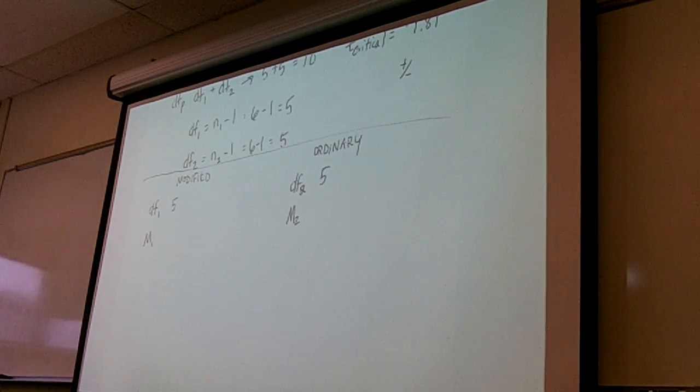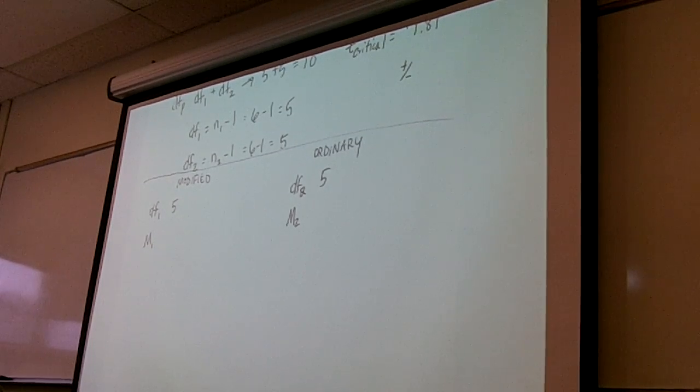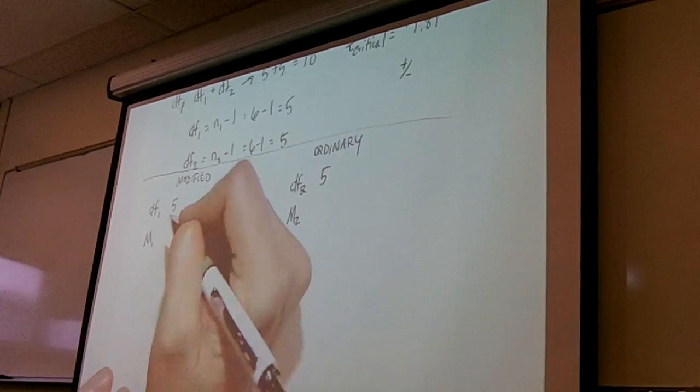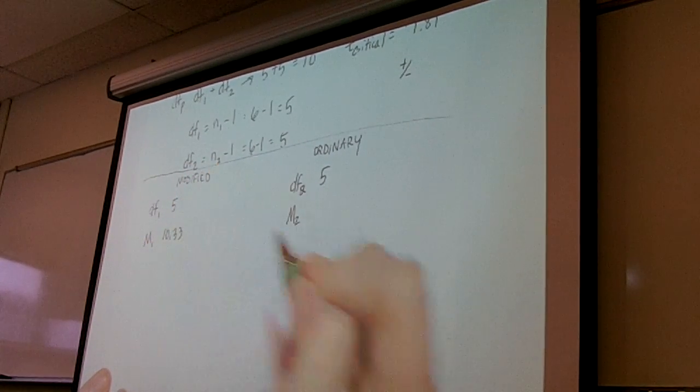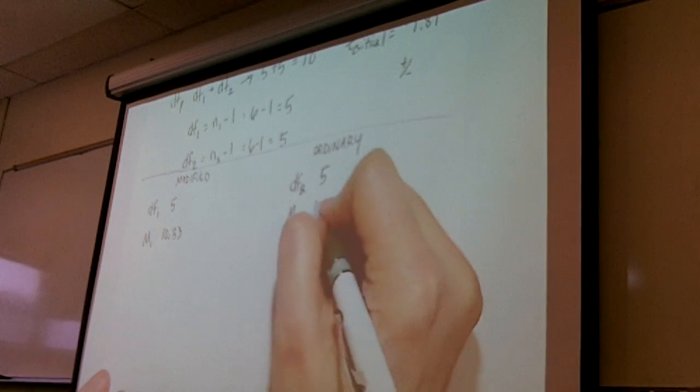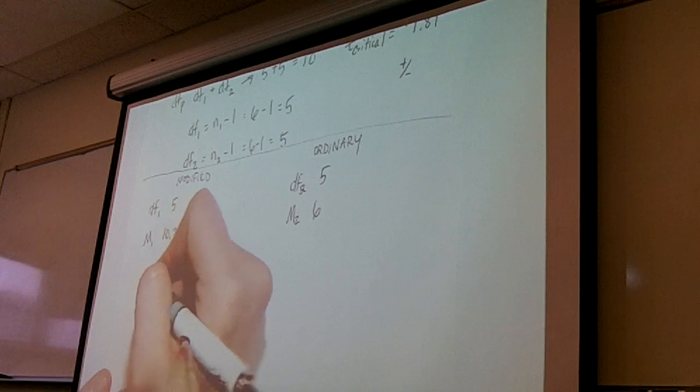Okay? So tell me, for your assigned sample, calculate the mean for me. So I need a mean for the modified story group. I got 10.33. 10.33? We agree? Okay, and for the ordinary story group? 6. All right, round numbers. All right. Now, next question.